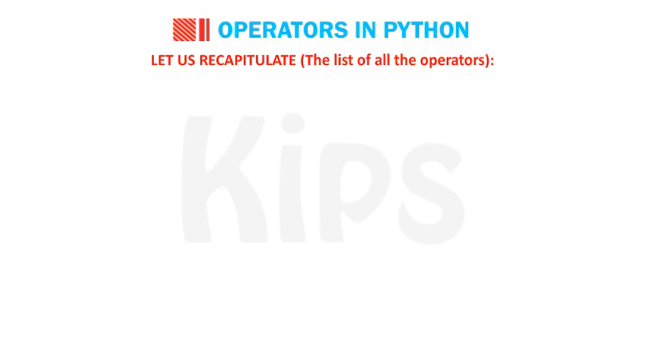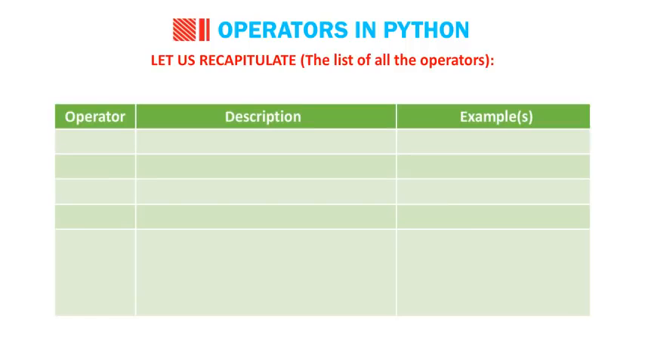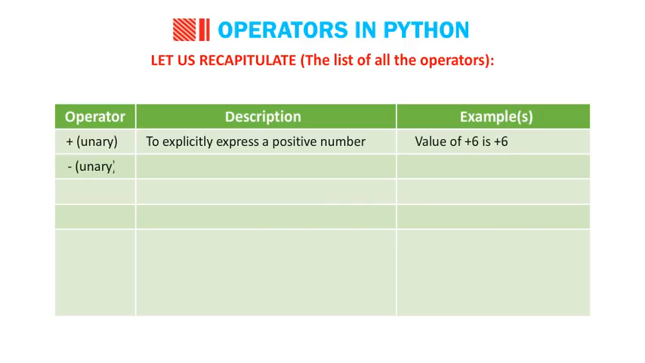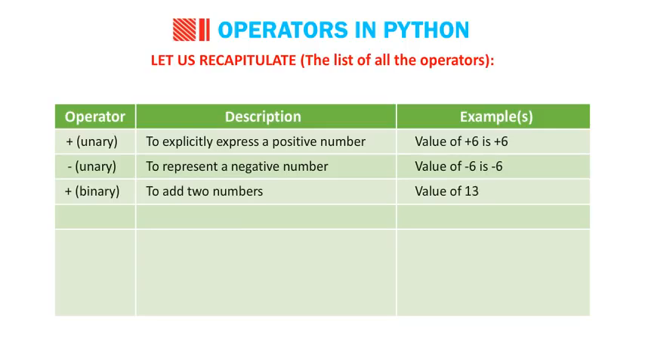Students, let us recapitulate the list of all the operators. Operator, description, examples. Plus unary, to explicitly express a positive number. Value of +6 is +6. Minus unary, to represent a negative number. Value of -6 is -6. Plus binary, to add two numbers. Value of 13+3.5 is 16.5. Asterisk or multiplication, to find the product of two numbers. Value of 6.2*6 is 37.2.